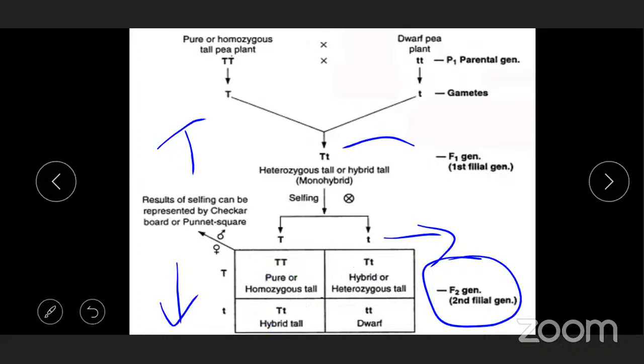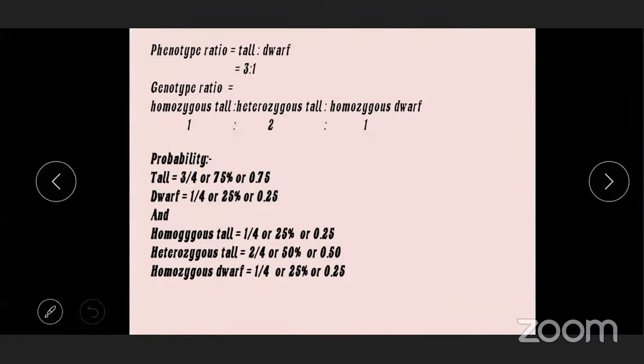Okay, students. What is the first one? Pure or homozygous tall. The second one, capital T, small t, is a hybrid, because both genes are dissimilar. So it is hybrid, heterozygous tall. This one is also capital T, small t, also hybrid or heterozygous tall. Small t, small t is pure homozygous dwarf.